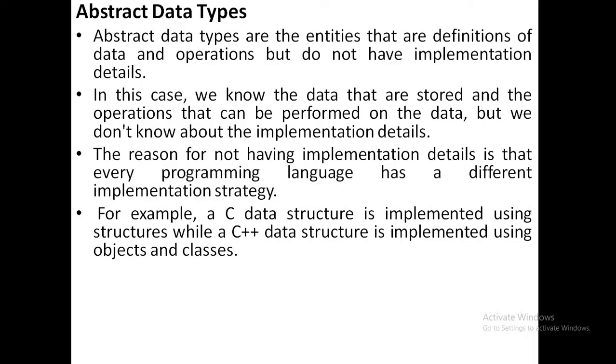The reason for not having implementation details is that every programming language has a different implementation strategy. For example, in the case of C, the data structure is implemented using structures, whereas in the case of C++, data structure is implemented using objects and classes.